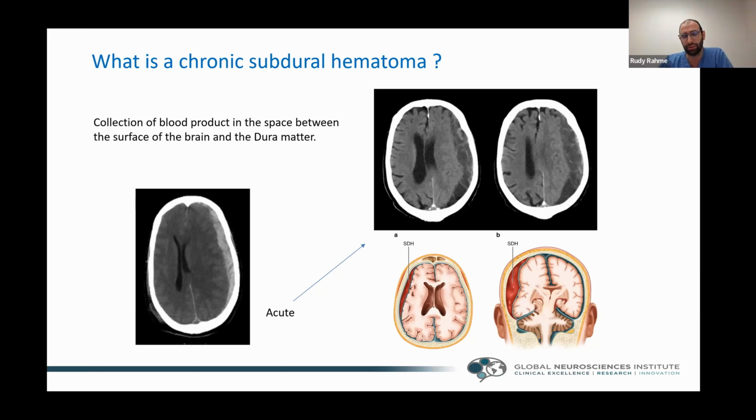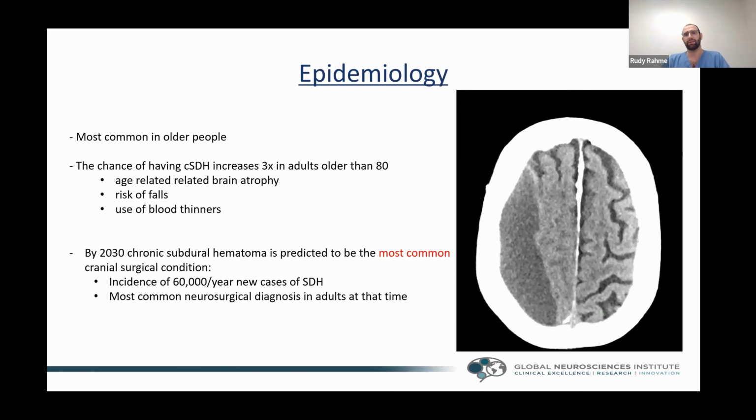So how do you go from acute to chronic? It's a fibrinolysis of the clot that leads the clot to become liquefied, and with time it becomes subacute and then chronic. So why do we care about chronic subdural hematoma? It seems like a simple disease enough. However, if you look at the data, it tells a whole different story.